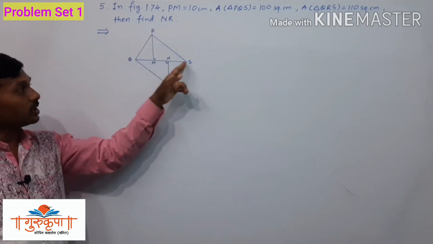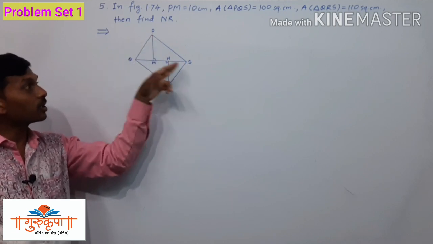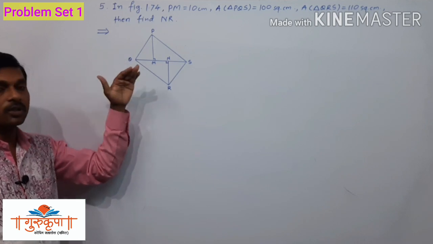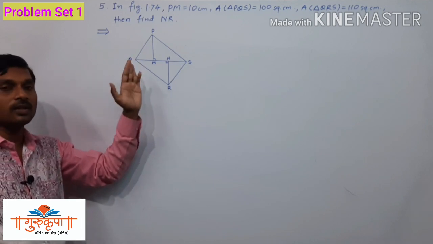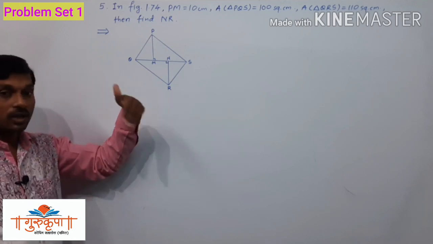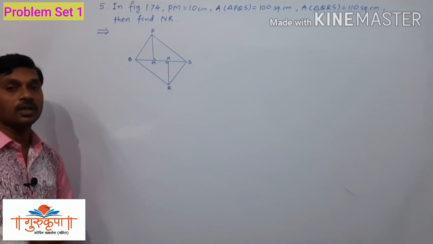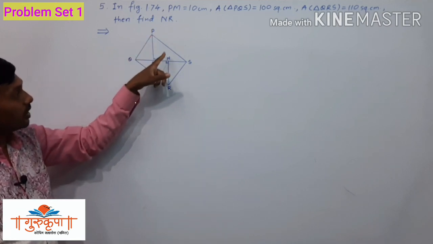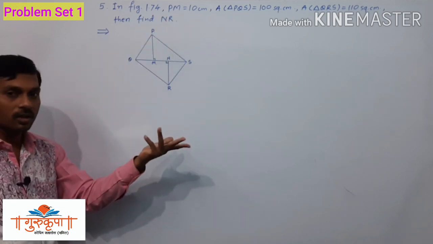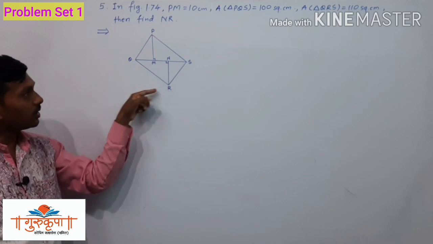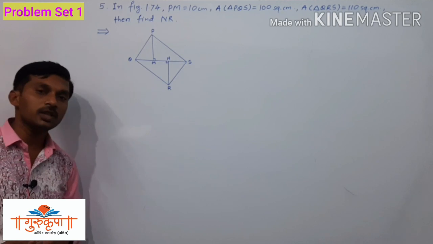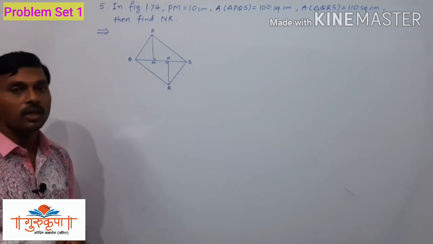And here their base is again equal. QS is the base of both the triangles PQS and RQS. So we can use the property of the ratio of the areas of two triangles having equal bases. The ratio of the areas of those two triangles is equal to the ratio of their heights, and here PM and NR are the heights of both the triangles. PM is given and NR we have to find. So we can easily find the height of this triangle RQS, that is NR, by using the property of the ratio of the areas of two triangles having equal bases.